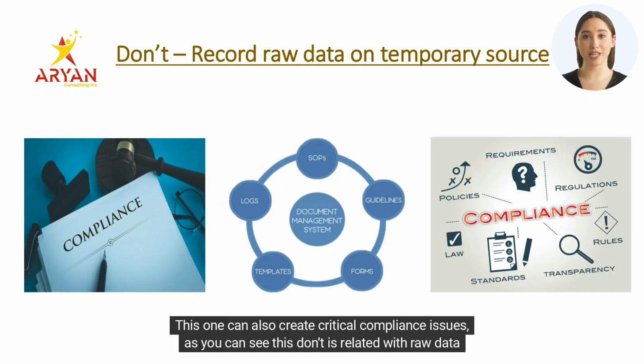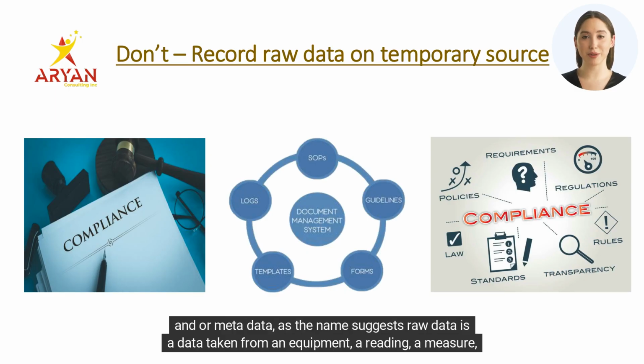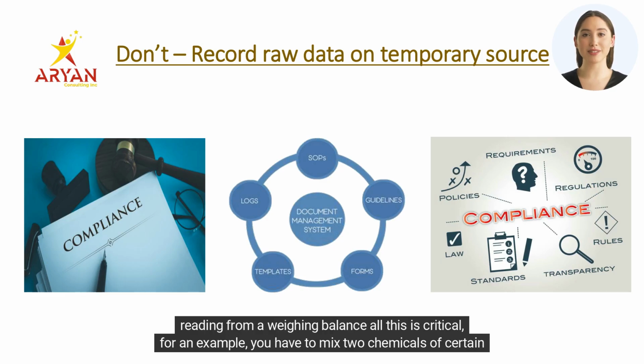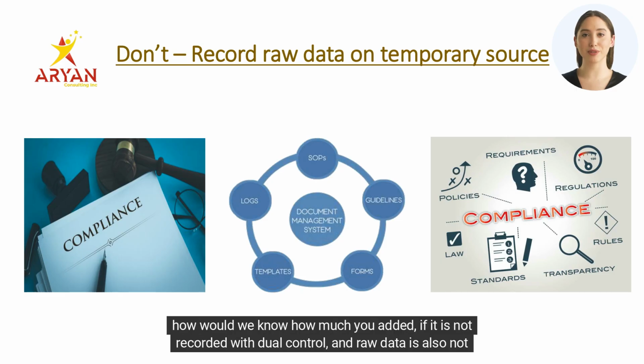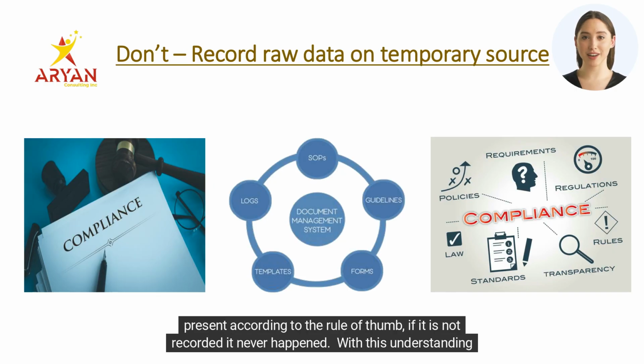This one can also create critical compliance issues. As you can see, this don't is related to raw data and metadata. As the name suggests, raw data is data taken from an equipment, such as a reading from a weighing balance. All this is critical. For example, you have to mix two chemicals of certain weights and you weighed them on a balance. This balance should print out how much the weight was. Otherwise, how would we know how much you added if it is not recorded? If it is not recorded, it never happened.